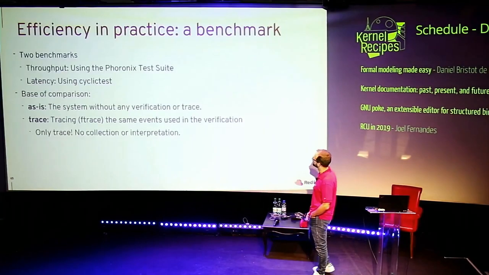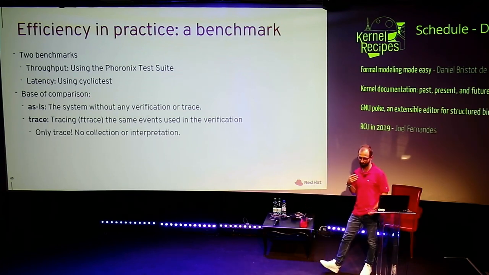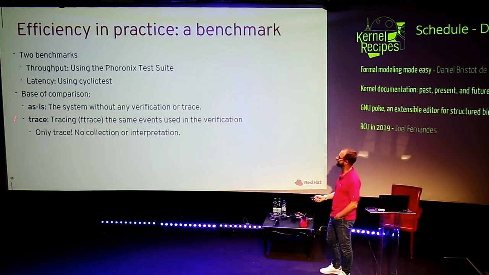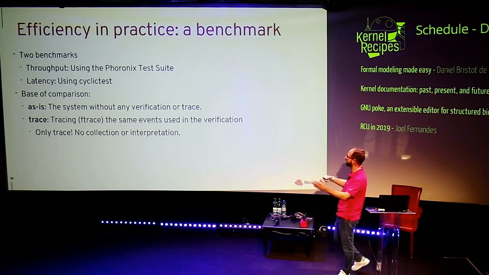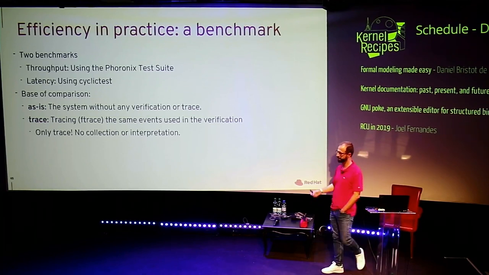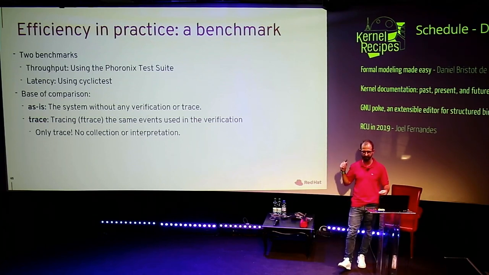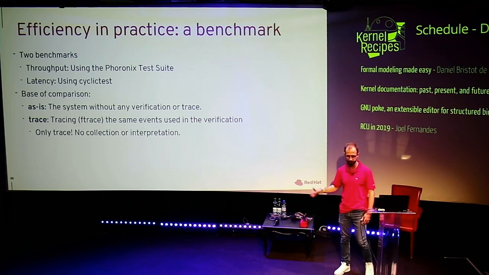So how efficient is this? I did some throughput tests. We used the Phoronix test suite. And as I am from the real-time community, I did some cyclictest experiments to see how it affects the latency. That is our main metric. I tested the system as is without any trace or verification, nothing, just as we would run in production. And I ran the system with that model I showed, and just tracing with ftrace the same events. I'm not trying to interpret events, nor collecting the events, just tracing and putting the data into the trace buffer.